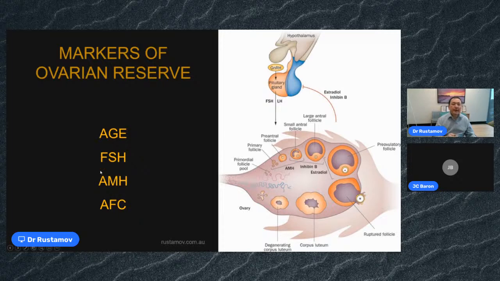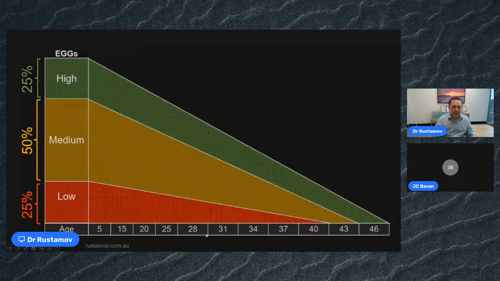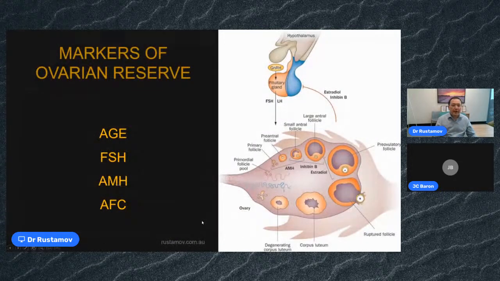We'll explain why. Age is a very good marker, but it's relative, like we've seen here. Let us say patients of the same age may have 3 different ovarian results. So that's why it is relative. Okay, let us cover them one by one. Age, like we said, is fairly reasonably accurate, but again it is relative.